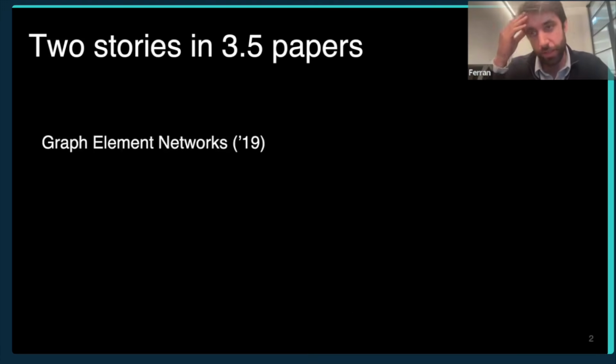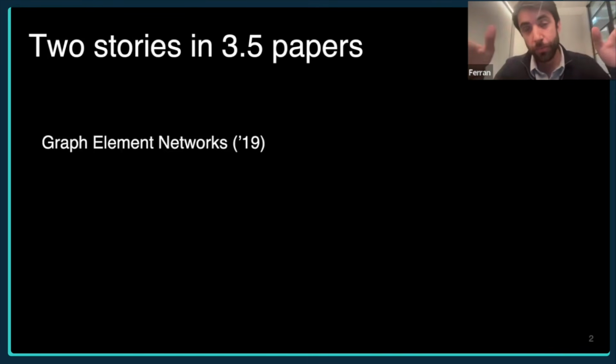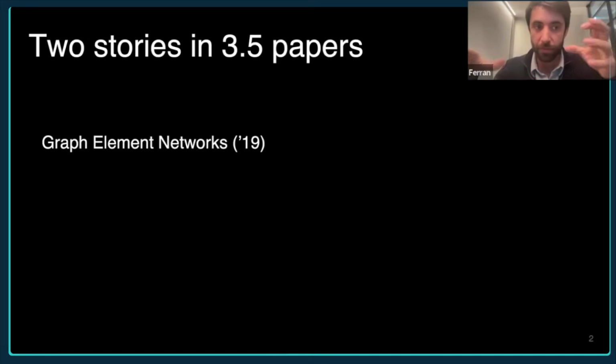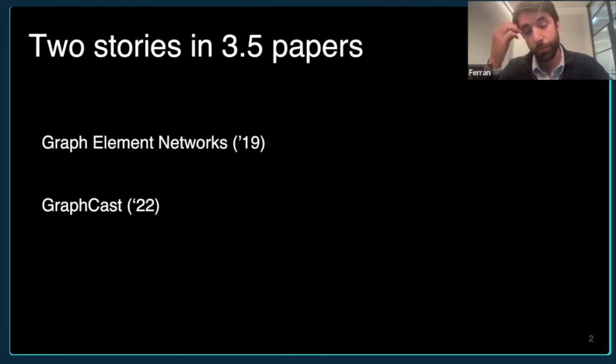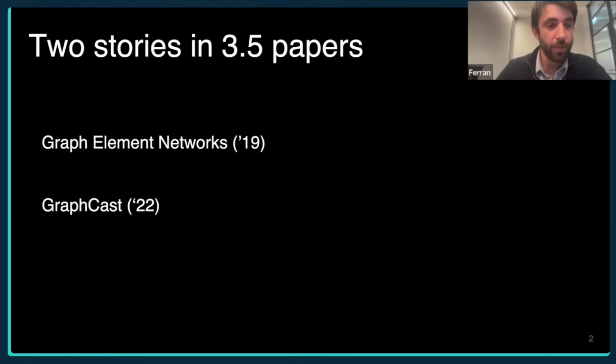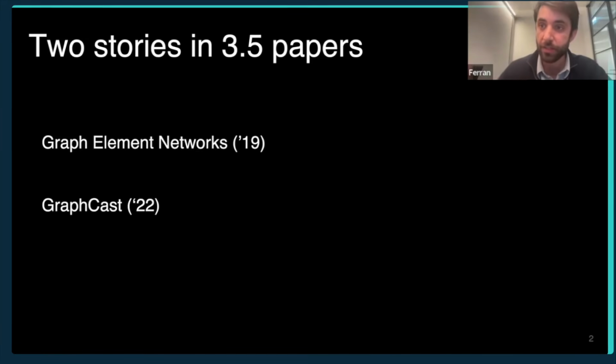The first one is one I did in my PhD, which was on a toy problem, but it's going to set the setting and also talk about the basic components of what graph neural networks are and how they could ever be applied to weather prediction. The second one is GraphCast, a paper we did at DeepMind on basically scaling these and using graph neural networks for state-of-the-art weather prediction.